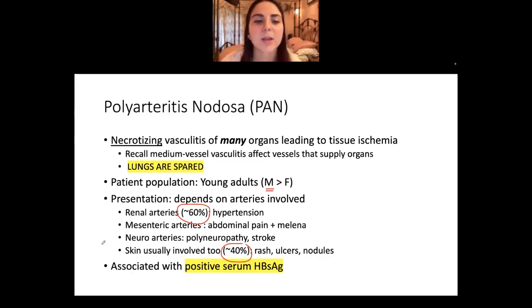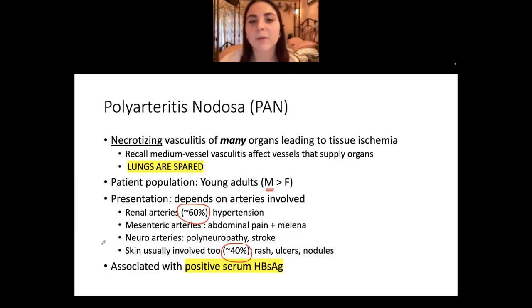Your mesenteric arteries can also be involved. Mesenteric arteries are your SMA, IMA, those guys. That can cause abdominal pain. It can even cause bleeding into the stool. You can have neuro arteries affected, so things like polyneuropathy. You can have tingling, and you can get strokes from it. And usually the skin is involved, which is a weird thing because there's no muscular artery that supplies the skin. But just know that in a lot of the vignettes, there's going to be a rash, ulcer, something with the skin as well with polyarteritis nodosa.